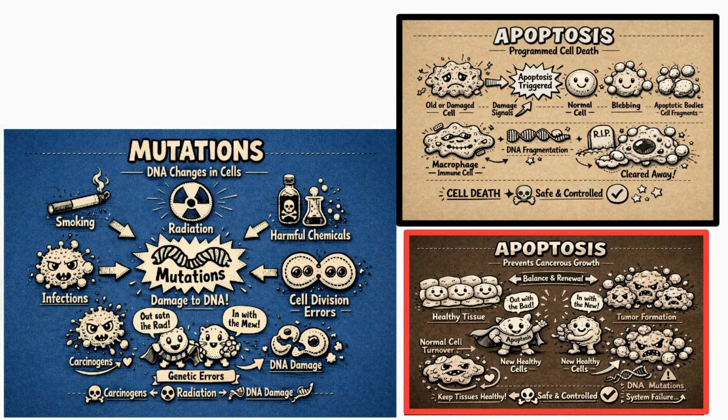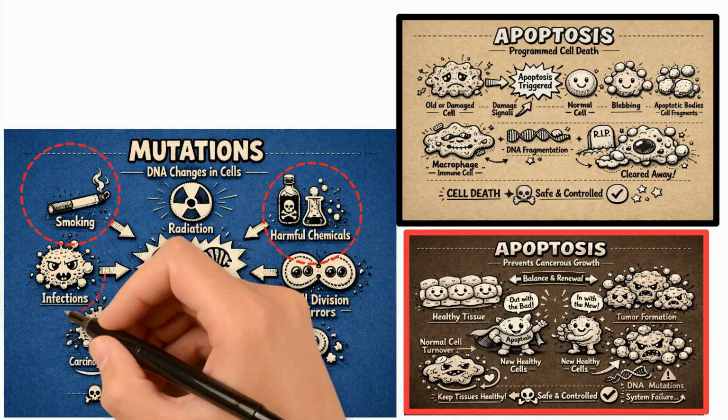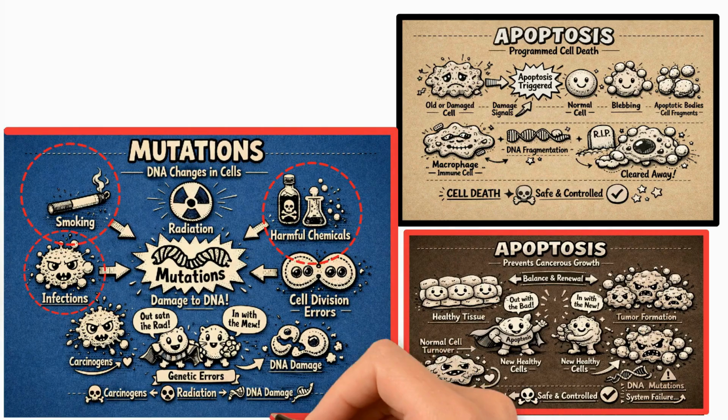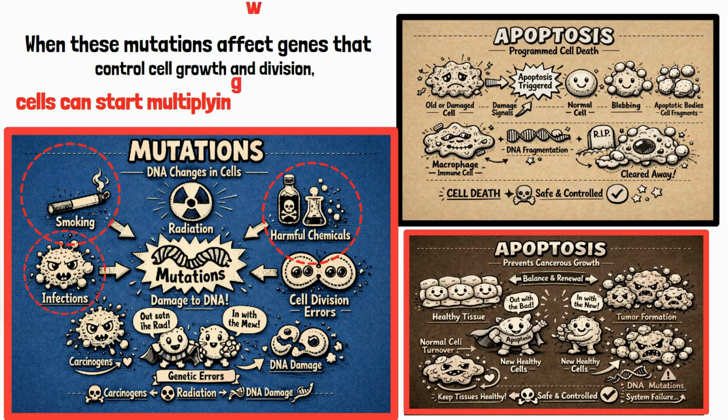Mutations can occur due to various factors such as smoking, radiation, harmful chemicals, infections, or even natural errors during cell division. When these mutations affect genes that control cell growth and division, cells can start multiplying without control.